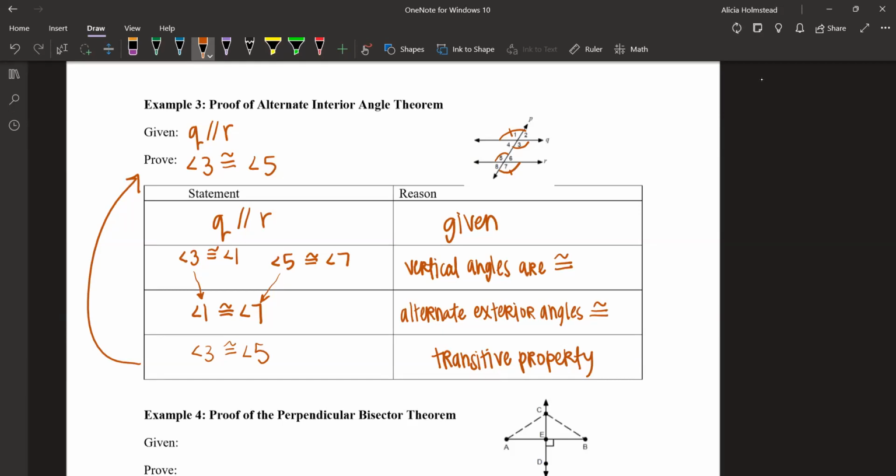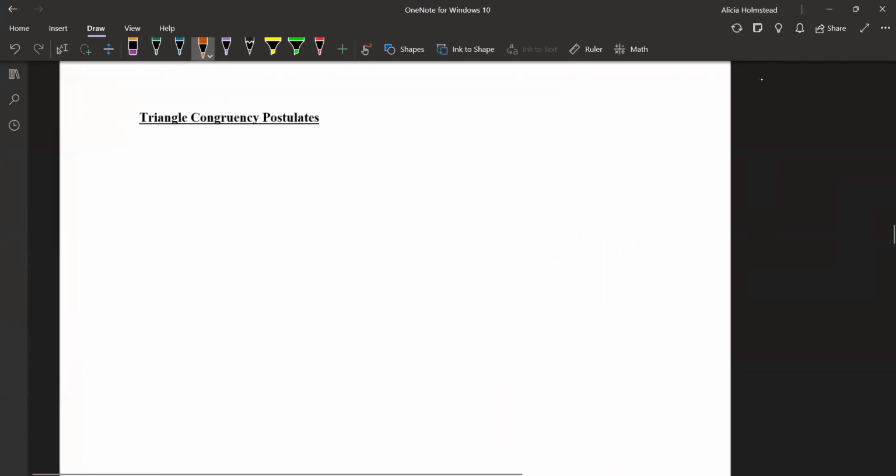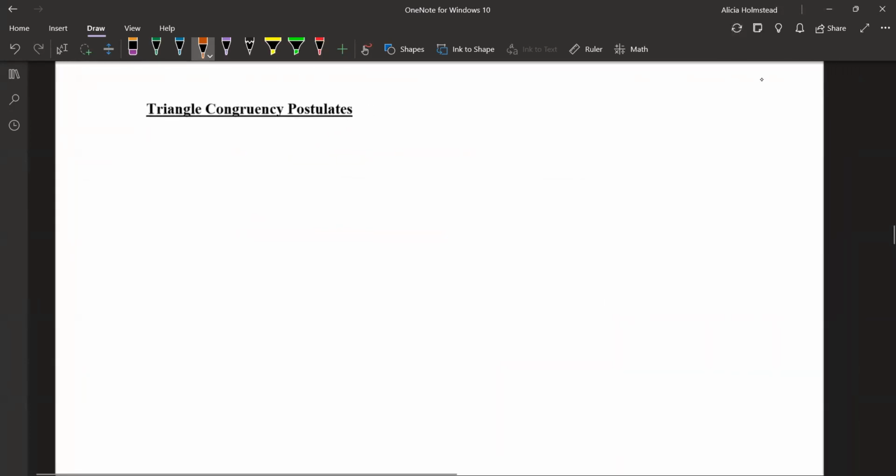Okay, there's one more proof that we're going to do. However, in order to do this proof, we actually need to review some triangle congruency postulates. Hopefully you learned these in middle school, or maybe you did. But if you didn't, we're just going to go ahead and review them now anyway. So let's look at these. These are different ways to prove if two triangles are congruent.